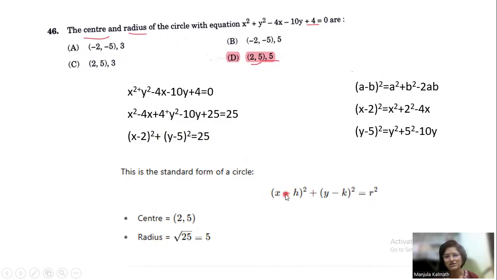Now the center is (h, k). What are the values for h and k? 2 as well as 5. So the center is (2, 5). And then the radius equals the square root of 25, that is 5. Here r² is 25, so r equals 5. So the answer is center (2, 5) and radius 5.